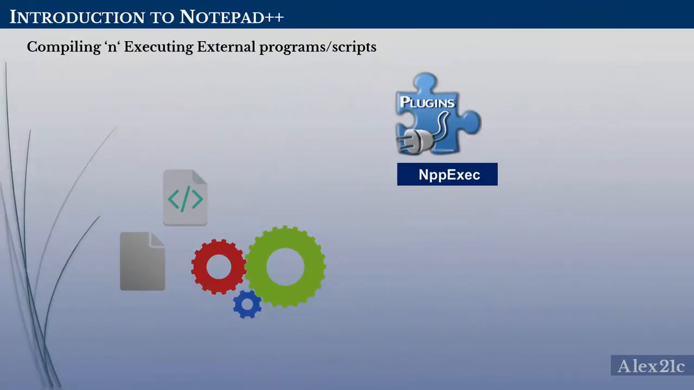Notepad++ also allows you to compile and execute your programs and scripts written in various programming languages like Python, PHP, Java, C++, etc. using a plugin called NppExec. This plugin allows you to link external compilation programs along with Notepad++, and you can directly send your script to those compilers sitting in your operating system and compile and execute your programs and scripts.